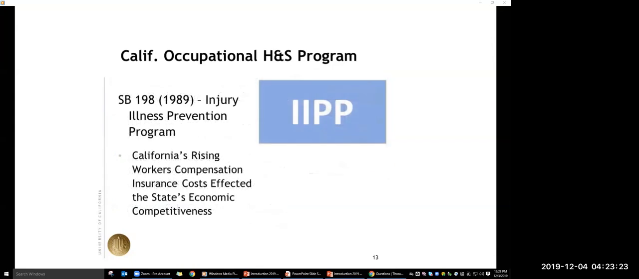Towards the end of the 1980s, there were concerns regarding California's economic competitiveness, especially due to the skyrocketing cost of workers' compensation insurance. SB 198 was the proposed solution. This mandated employers to develop and implement an effective injury, illness, and prevention program. The rationale behind this requirement was that if an effective IIPP were to be developed and implemented, loss rates would decrease and the workers' comp insurance rates would go down.